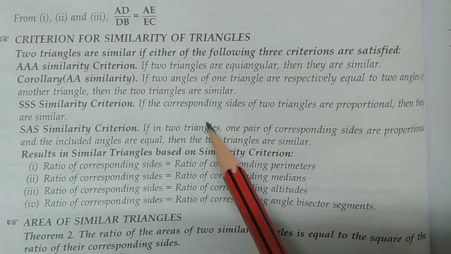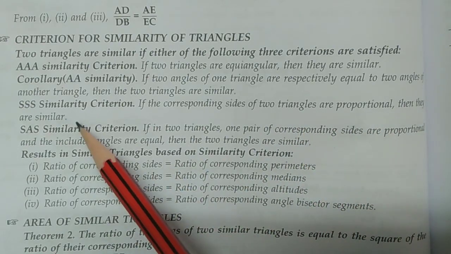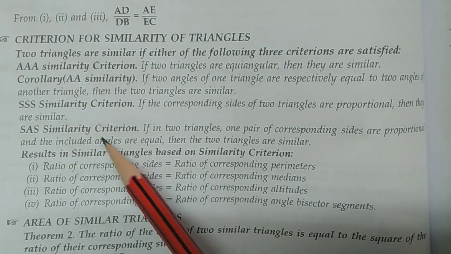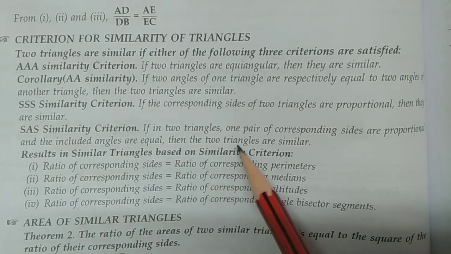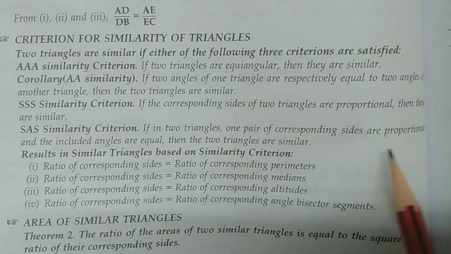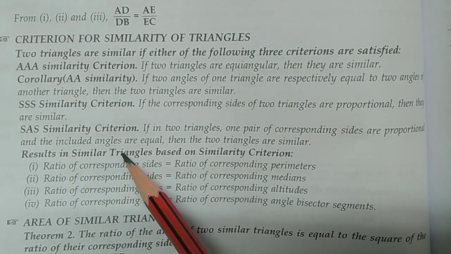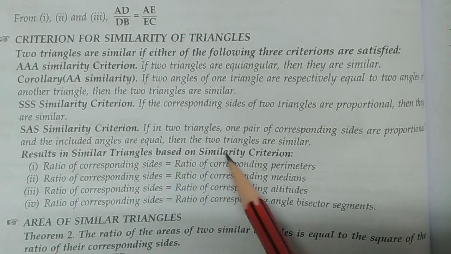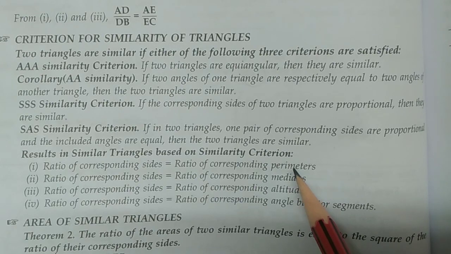If the corresponding sides of two triangles are proportional, then they are similar. So SAS similarity criterion: if in two triangles one pair of corresponding sides are proportional and the included angles are equal, then the two triangles are similar. Okay, we have completed till here.